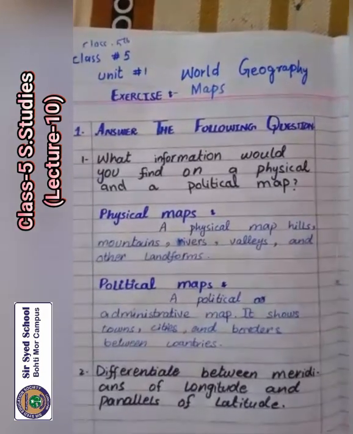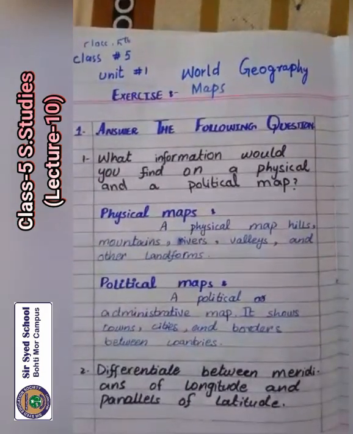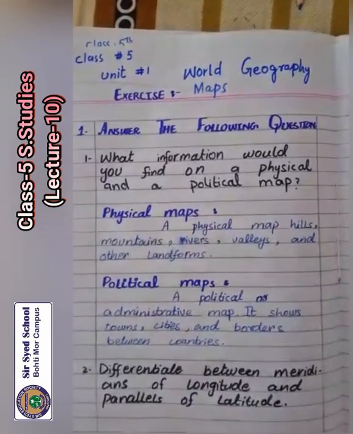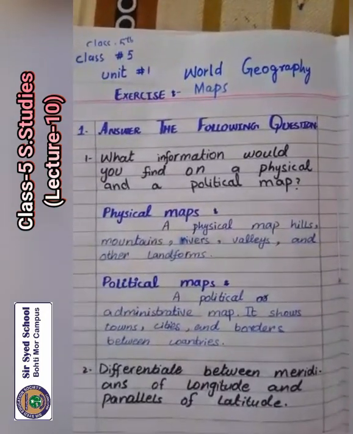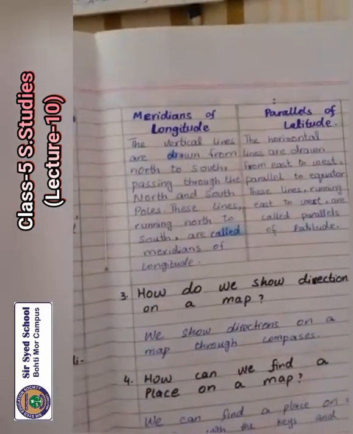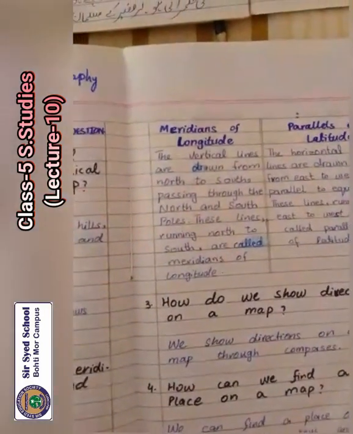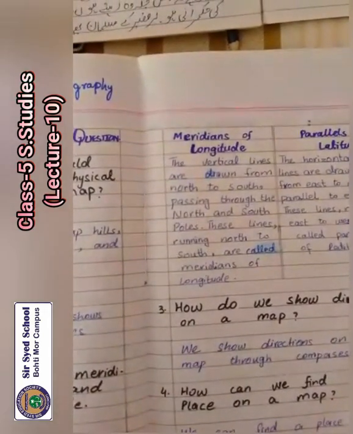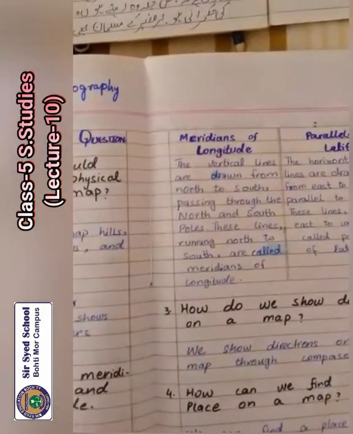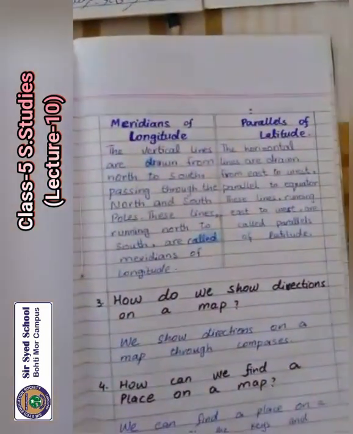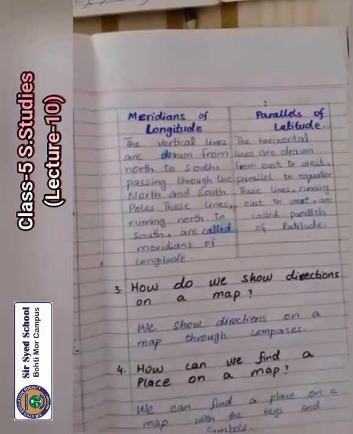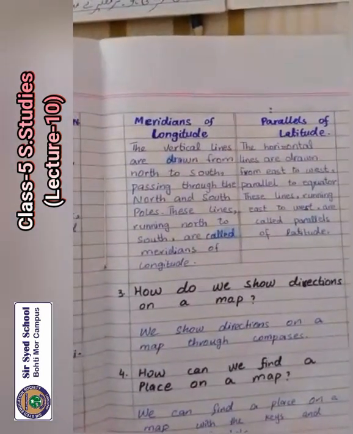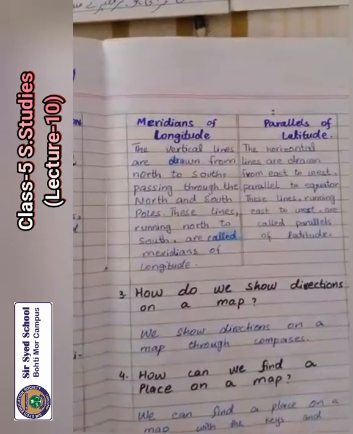Question 2. Differentiate between meridians of longitude and parallels of latitude. The vertical lines are drawn from north to south, passing through the north and south poles. These lines running north to south are called meridians of longitude. After that, parallels of latitude. The horizontal lines are drawn from east to west parallel to the equator. These lines running east to west are called parallels of latitude.